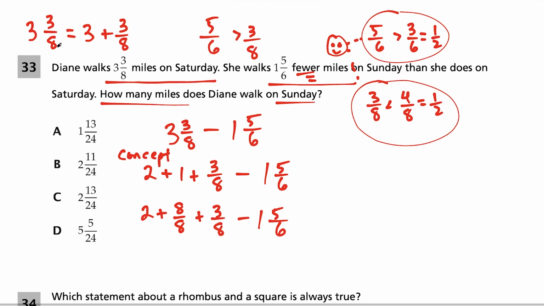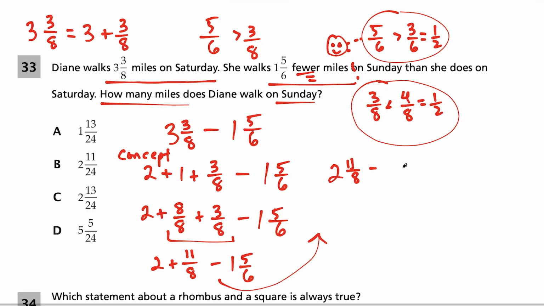We're using this idea that mixed numbers could actually be expanded like this. So now what I'm going to do is combine these two. I'm going to have 2 plus, and then 8 plus 3 gives me 11. And the denominator we just keep as 8 like this, minus 1 5/6. So now I'm going to write this over here in mixed number form. I have 2 11/8 minus 1 5/6. But the problem here is that we don't have common denominators.